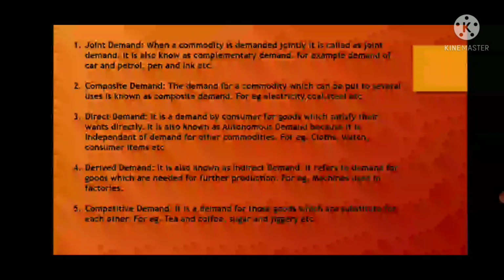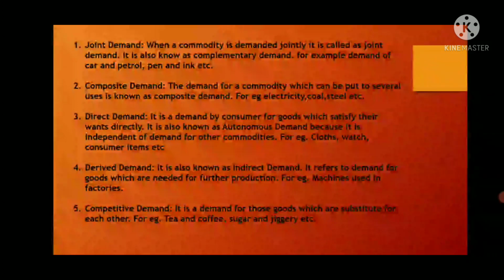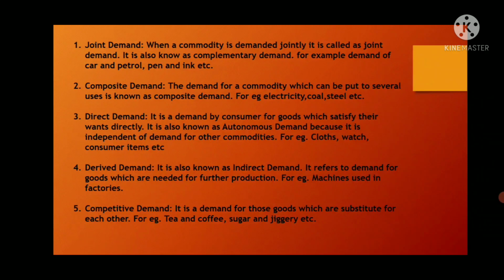Fourth type of demand is derived demand. It is also known as indirect demand. This is a demand for those types of commodities which are not used for ultimate consumption but used for further production. For example, the machines which we use in a factory to make other items have a derived demand. Factors of production also have derived demand.